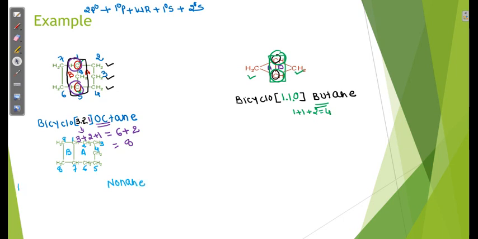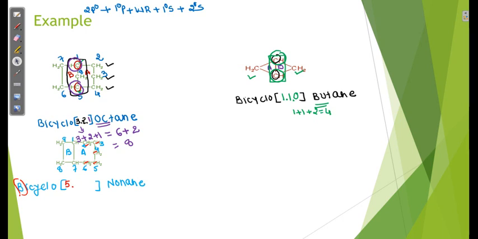This is also bicyclo. In bracket, let us see, other than bridge carbons, how many carbons are there? B stands for big. How many carbons are there? So I can say 1, 2, 3, 4, 5. So I write here 5 dot.